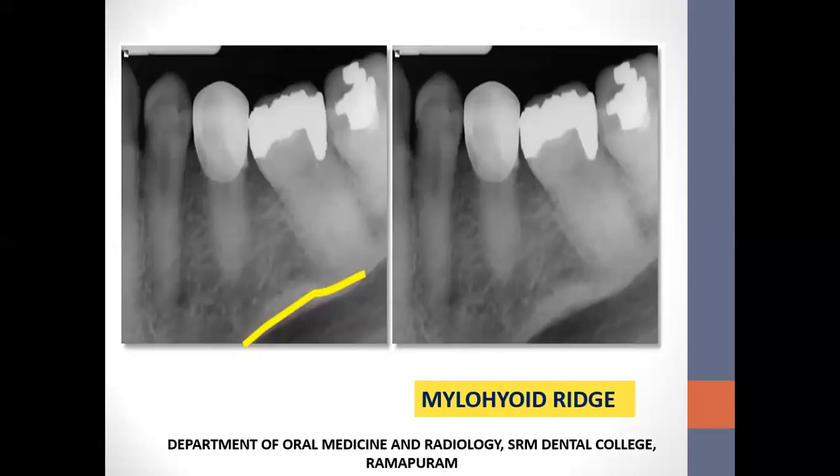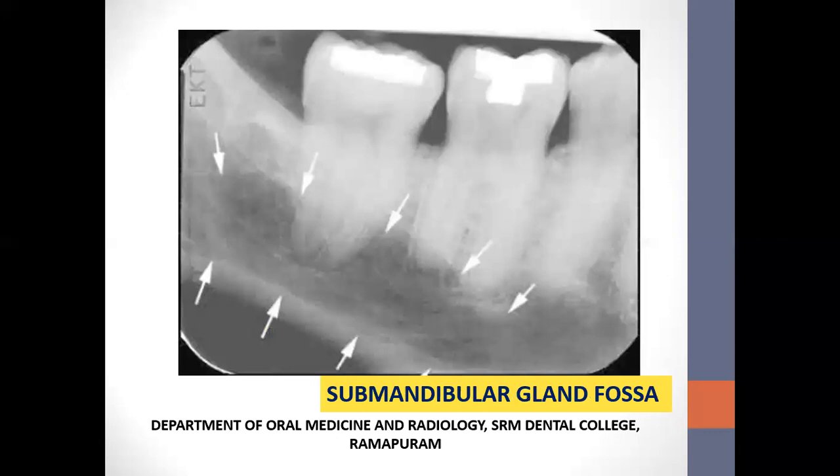Next, we have the mylohyoid ridge, which is otherwise called the internal oblique ridge. This is a slightly irregular crest of bone on the lingual surface of the mandibular body. Its anterior margin lies about 10 millimeters inferior to the alveolar ridge lingual to the second premolar and extends posteriorly to the area of the third molar, about 5 mm below the alveolar crest. This ridge serves as an attachment for the mylohyoid muscle.